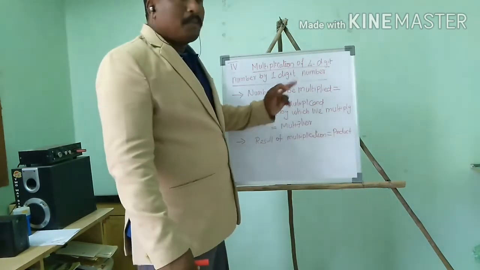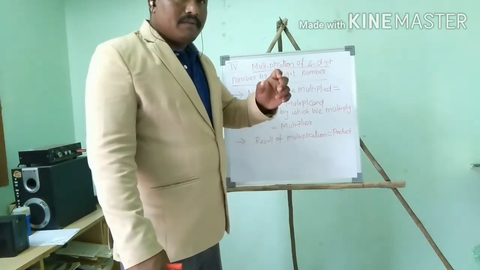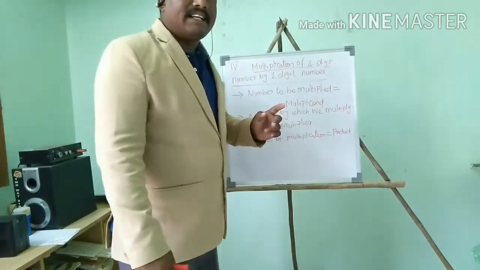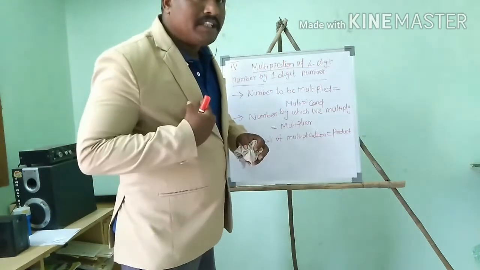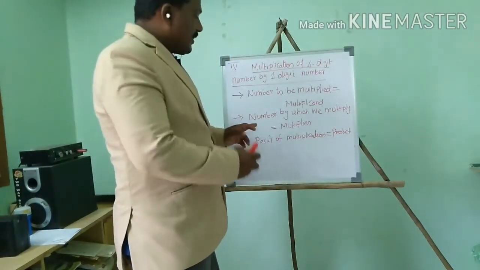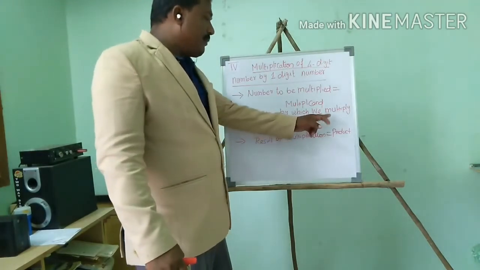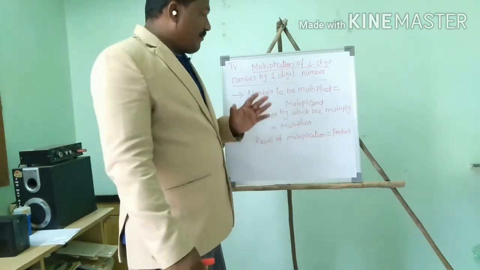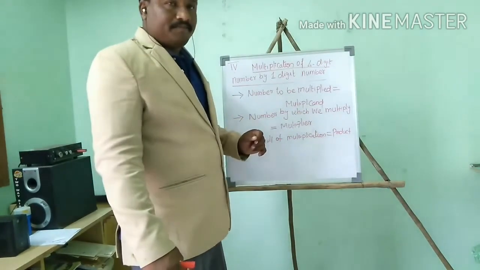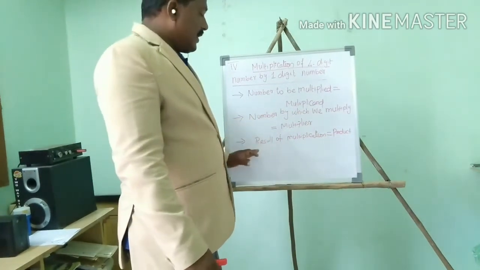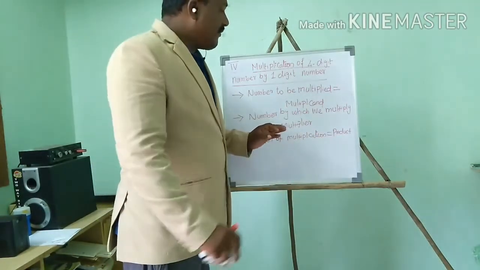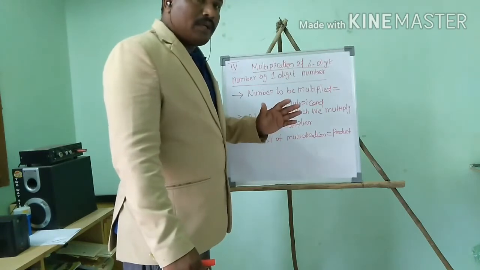The number to be multiplied, the number we are going to multiply, we call the multiplicand. The second one, the number by which we multiply, we call the multiplier. The third one, the result of multiplication, is the product. These 3 words are very important when we do the multiplication sum.